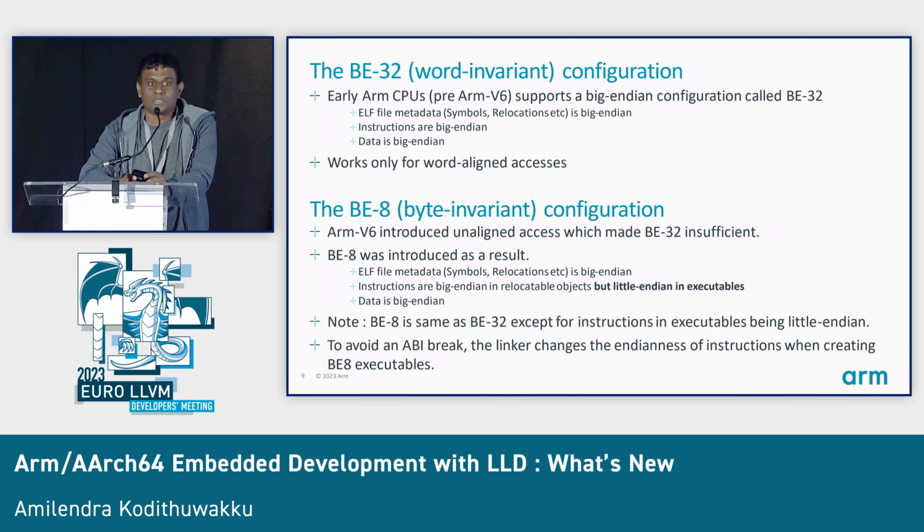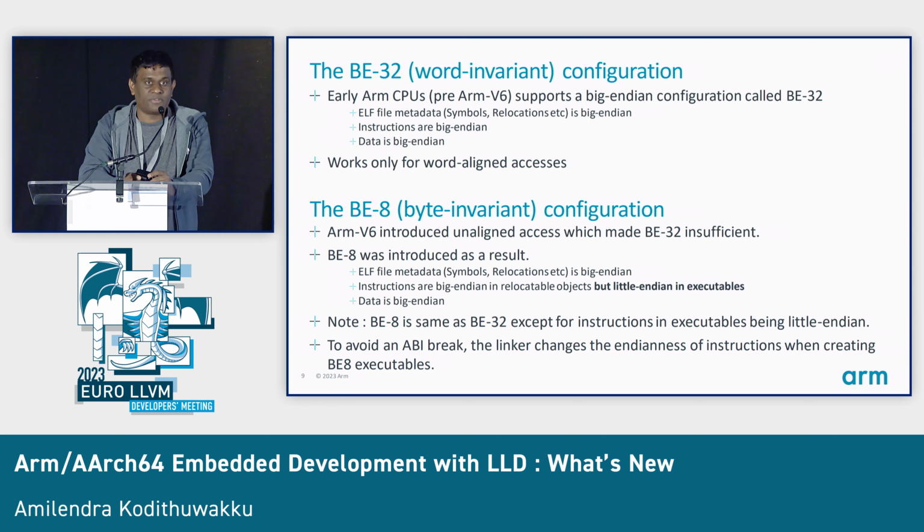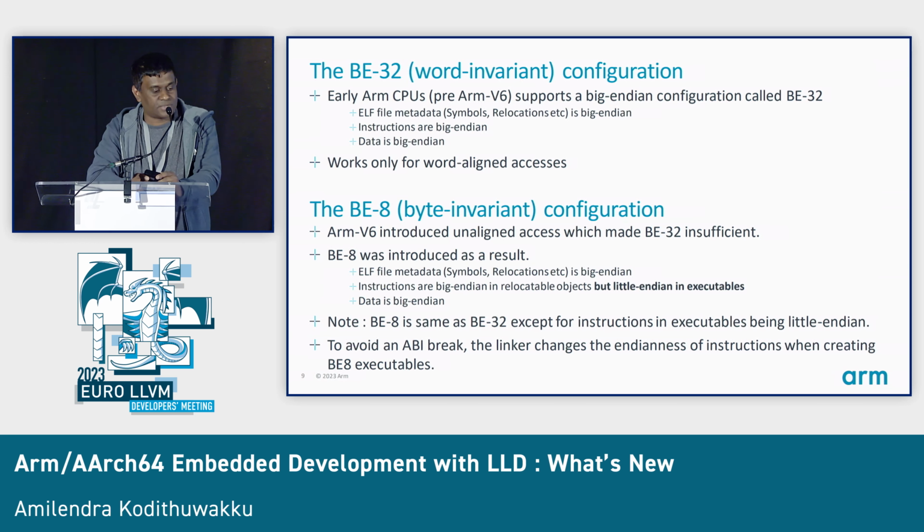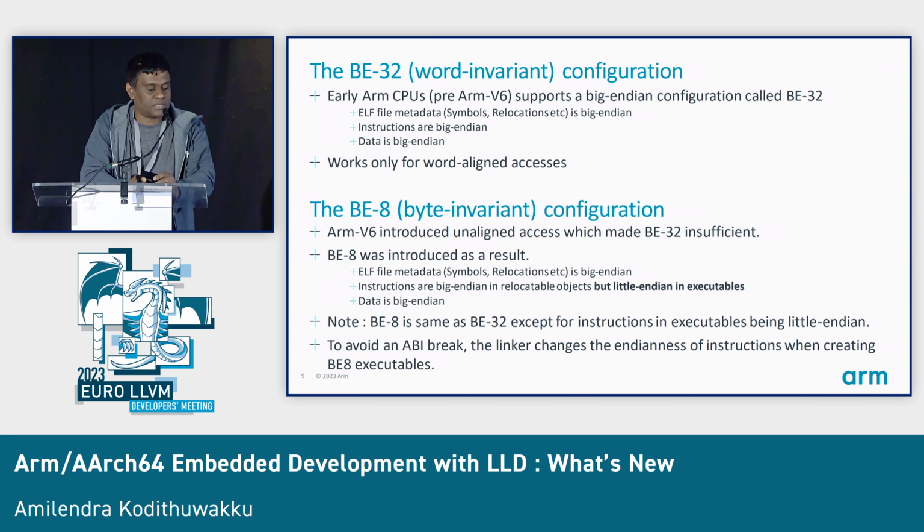Early ARM CPUs before Armv6 supported a big Endian configuration called BE32, and all the previously mentioned aspects are big Endian, and it works only for word-aligned accesses, which wasn't a problem for pre-Armv6 CPUs. But then in Armv6, we introduced unaligned accesses, which made BE32 insufficient. So BE8 was introduced as a result.